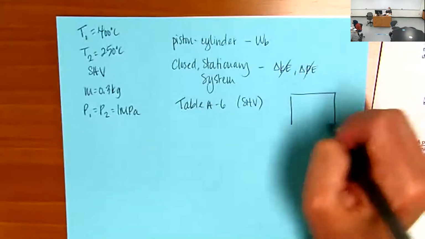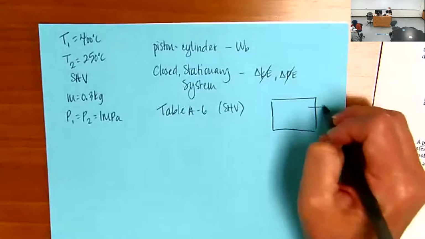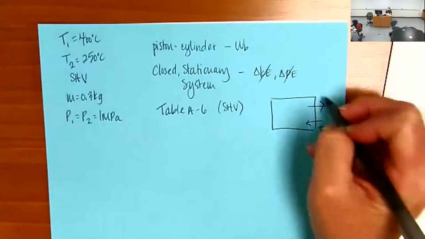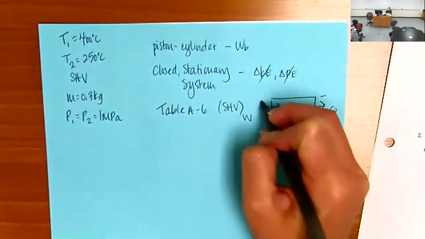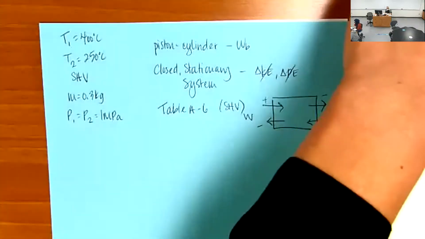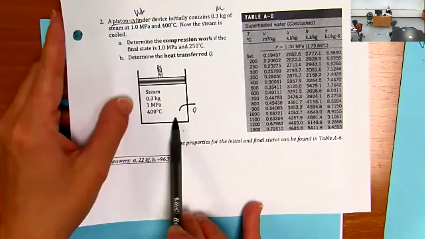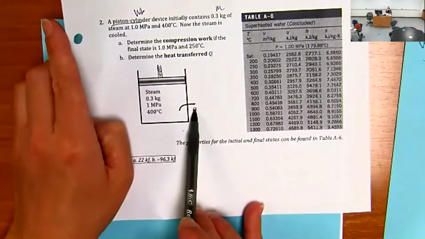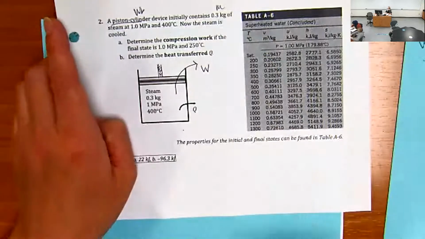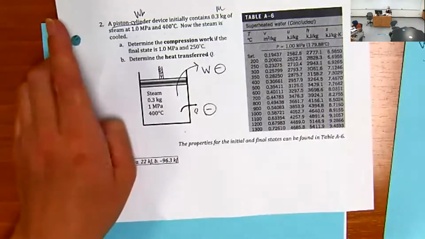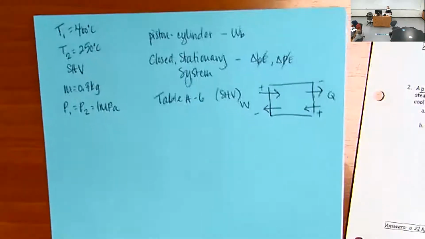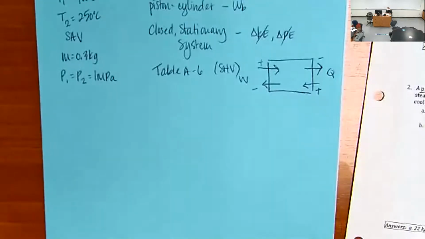Once again, we're going to use the same nomenclature: if we have heat coming in, it's positive, heat going out is negative, work coming in is positive, work going out is negative. We're going to define this system here. So this heat going out here is going to be negative. And if we have any work that's going out like this, this is going to be negative as well. All right, so now we have the problem set up.